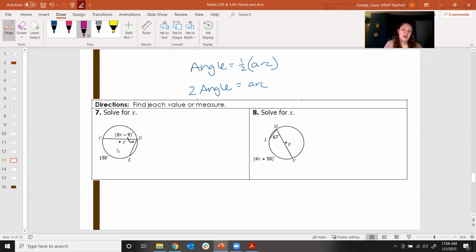So we have an angle and an arc. You have to ask yourself which one's which. So this 158, that's the arc. 8x minus 9, that's the angle. So the angle equals half of the arc. Well, half of 158 is 79. Add 9 to both sides. Divide by 8. There we go. Okay. The angle is half the arc. If you can remember that, and you can identify your angle and your arc, you'll be able to plug those into your formula and solve. Try that for number 8.